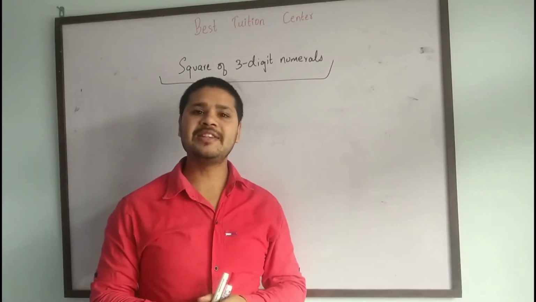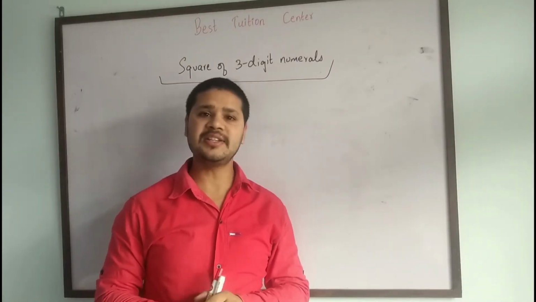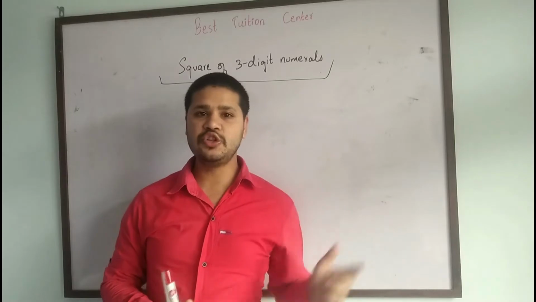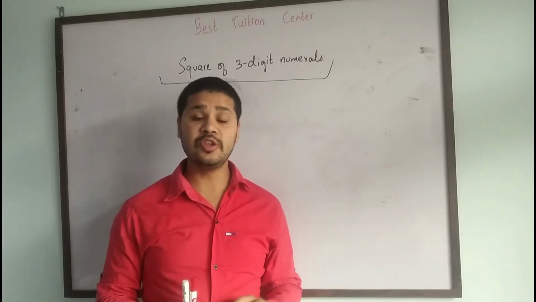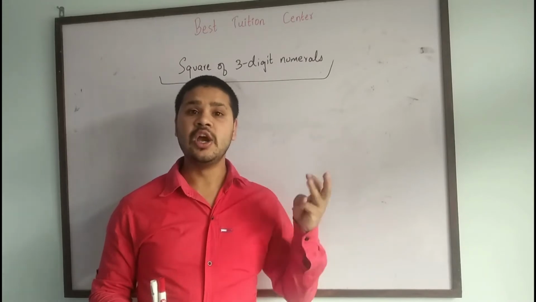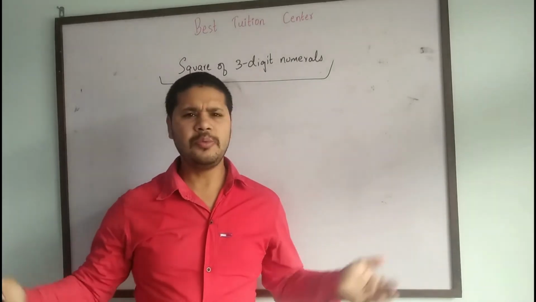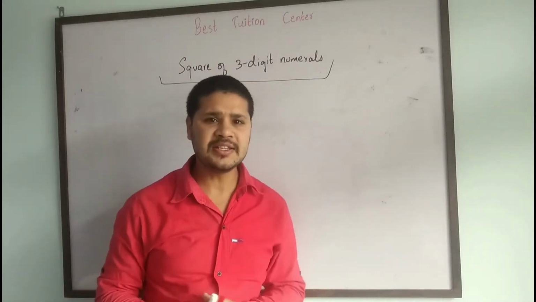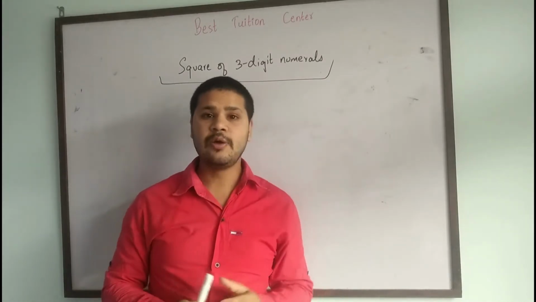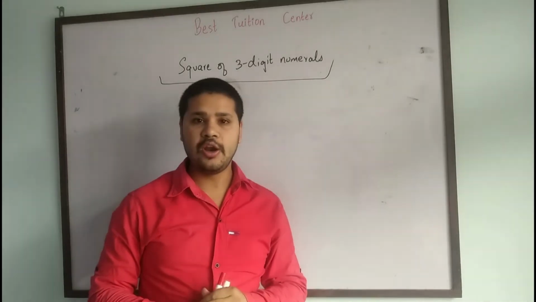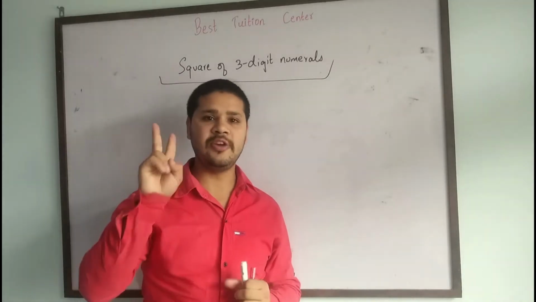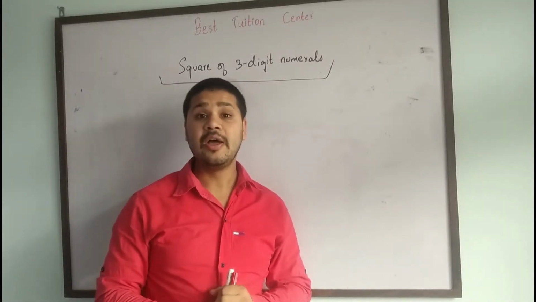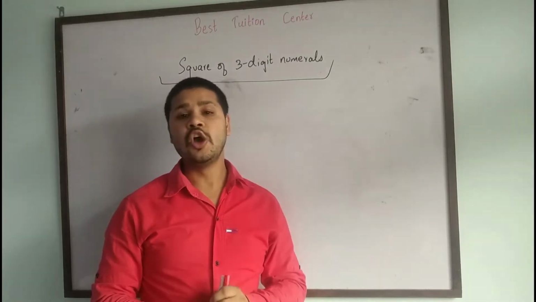So this is my second video on mathematics. In today's video we are going to learn about the shortcut technique to perform the square of 3-digit numbers within probably 10 to 12 seconds. For this particular square we need a different type of technique. I will be teaching you two different techniques to perform the square of 3-digit numerals.